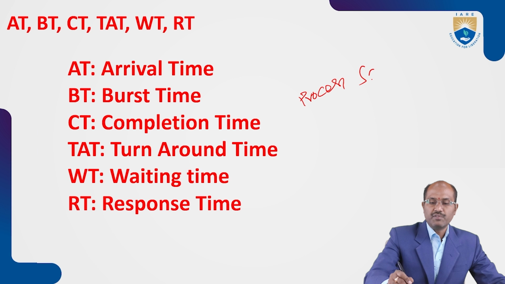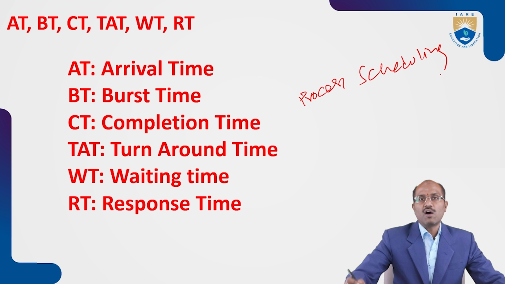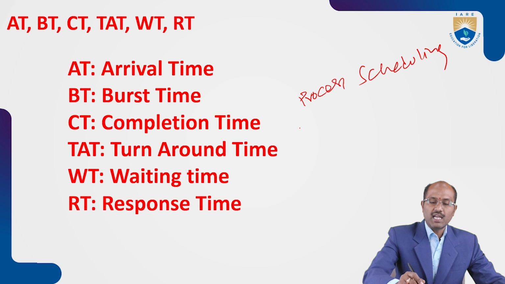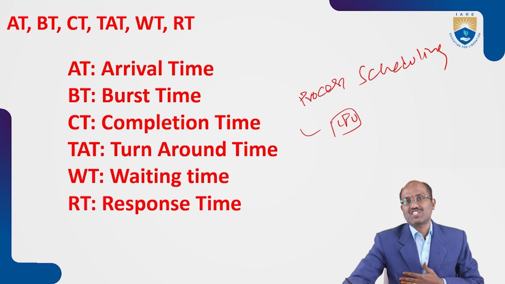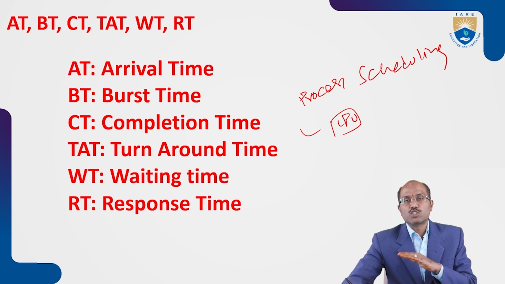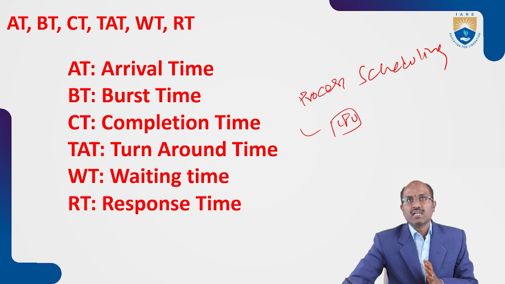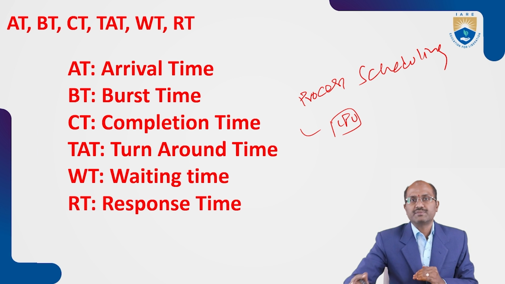Process scheduling is a very important issue from the operating system point of view. The process allocated to the CPU, when it is completed, totally depends upon the time factor: how much time the process can execute in the CPU, and at what time the process can complete and exit from the CPU. That totally depends on the process execution time. The execution time can be categorized into arrival time, burst time, completion time, the different time factors. So we will know each time factor in this video.